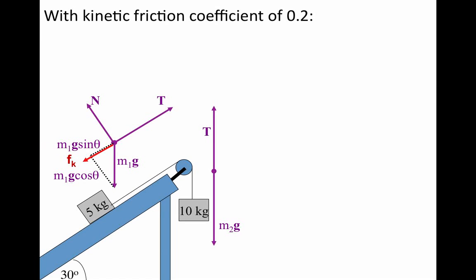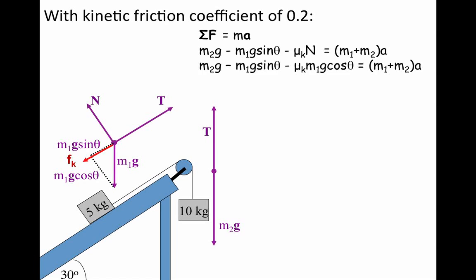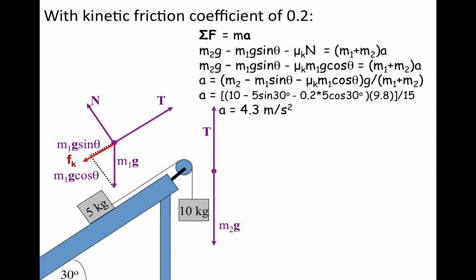And then, if the 5 kilogram block is being dragged uphill, the friction is downhill, so now it's negative instead of positive. And you can see the result.